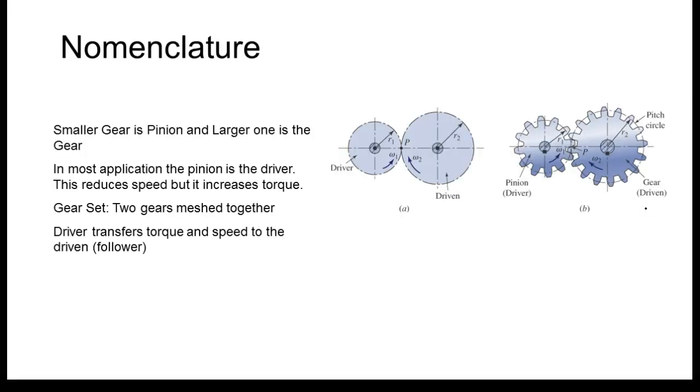The smaller gear is usually the pinion. The larger gear is called a gear. In most applications, the pinion is the driver. This produces speed that increases torque. A gear set is two gears meshed together. The driver transfers the torque and the speed to the driven.